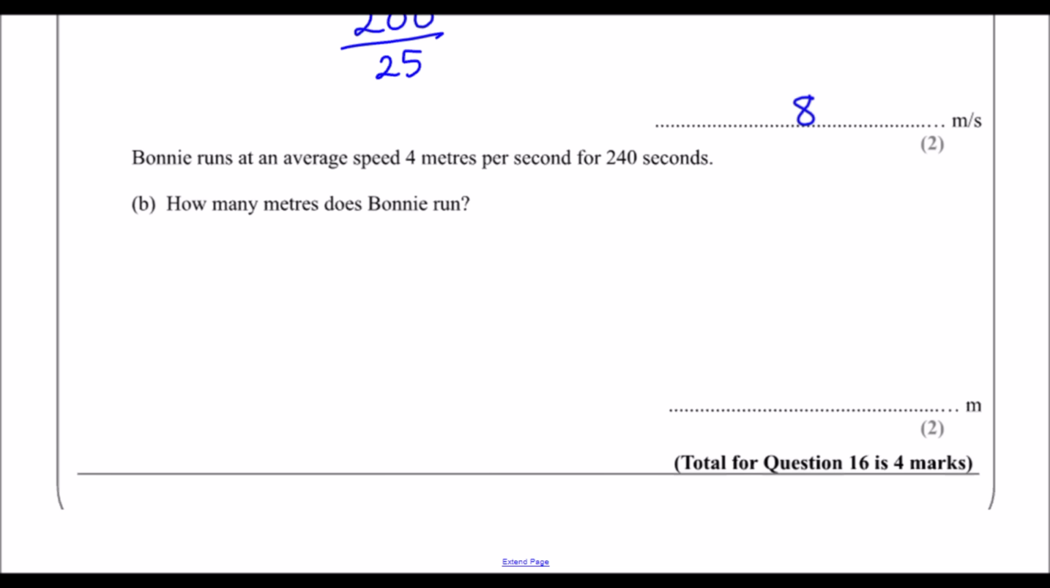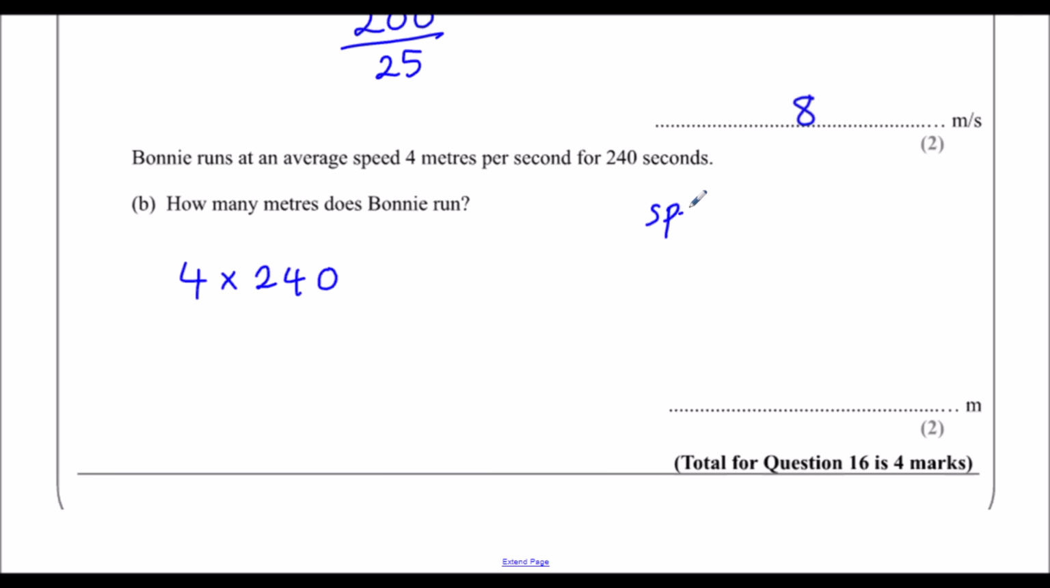Bonnie runs at an average speed of 4 meters per second for 240 seconds. How many meters does Bonnie run? So it's 4 meters per second for 240 seconds. So it's 4 times 240.